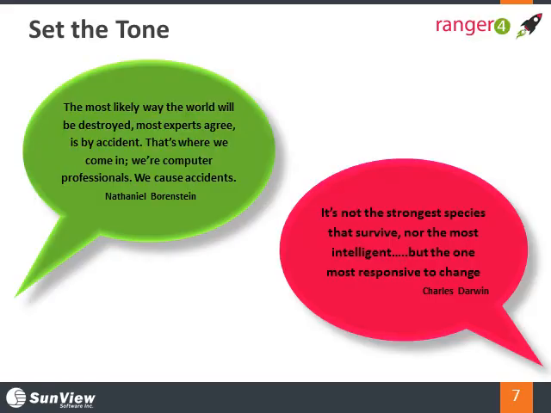Just to set the tone, I really like these two quotes, especially the top one from Nathaniel: the most likely way the world will be destroyed, most experts agree, is by accident. Thank goodness we're computer professionals. We cause accidents, which is sometimes the way I feel about how change was occurring in my organization when I was managing large environments. But then again, what I see as I go into our customer client base is that change is not necessarily understood, and everyone has a different way or desire of how to do that particular change.